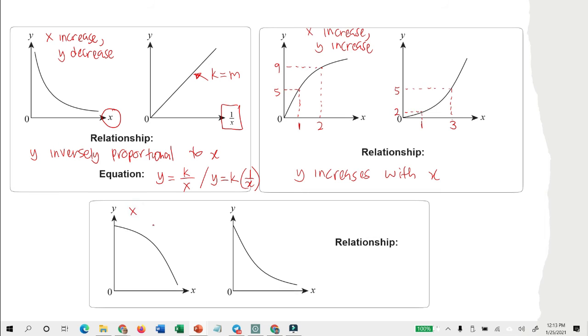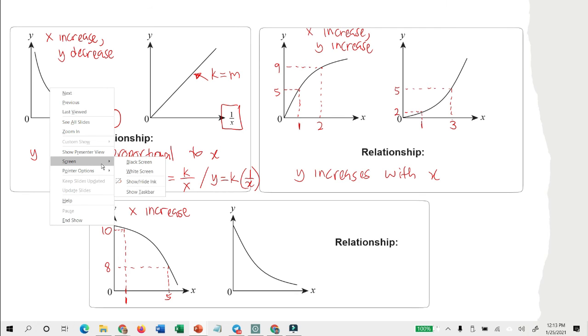When x increases, what happened to the y? For example, let's say we take this as x equals 1, the value of y may be 10. What happened when x is around 5? The value is maybe, sorry, cannot be 8, right? Doesn't make sense.